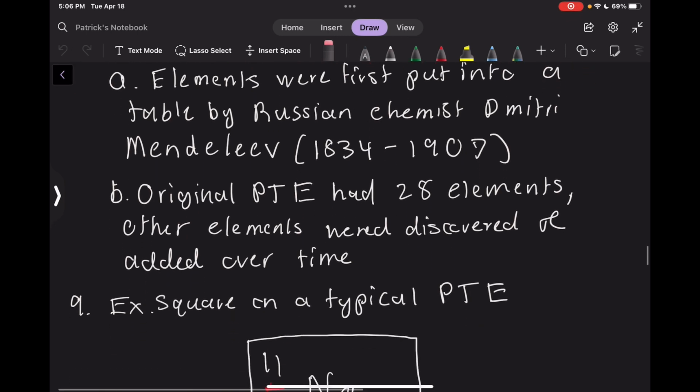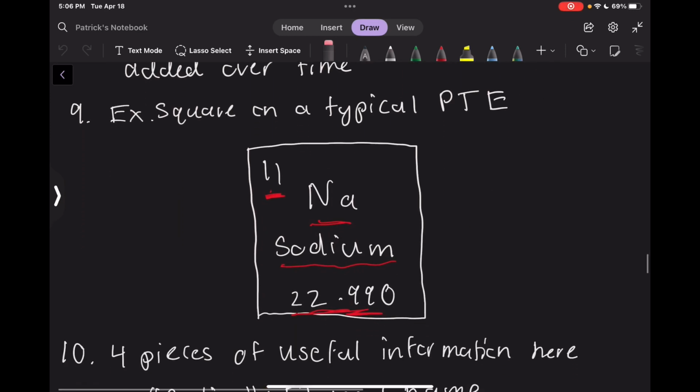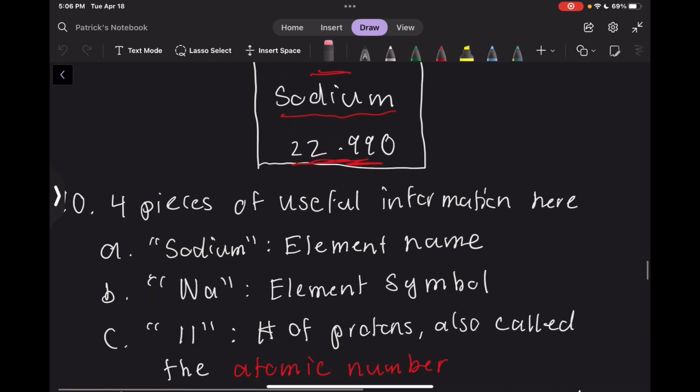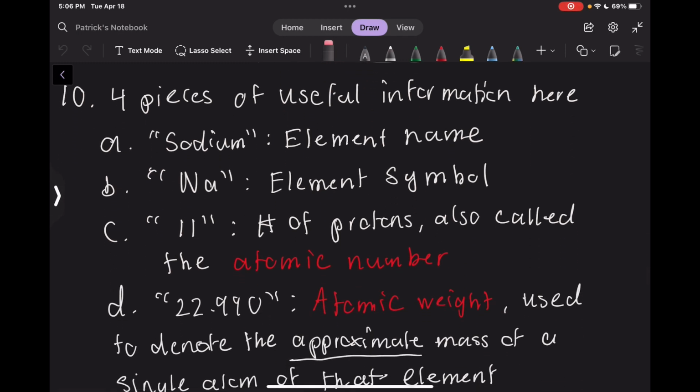A typical periodic table is drawn with many little squares on it, almost like an enormous quilt in a way, and each of these squares is devoted to the presentation of a single element. Here we have an example of a square on a typical periodic table. There are essentially 4 pieces of useful information we can derive from this square. The first is the name of the element, which in this case is sodium. So this is the periodic table square for sodium.